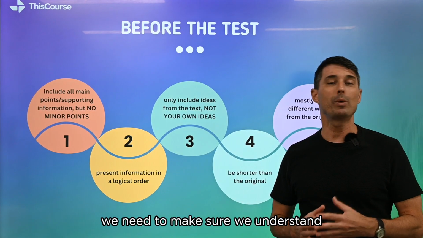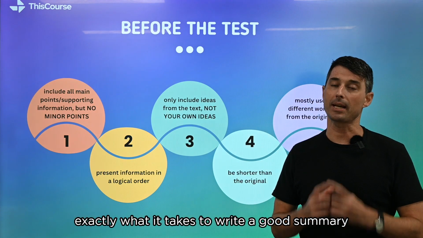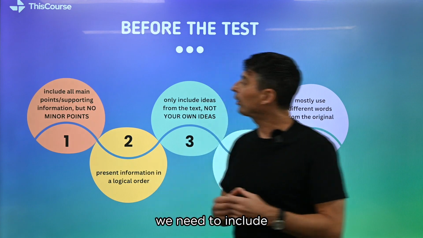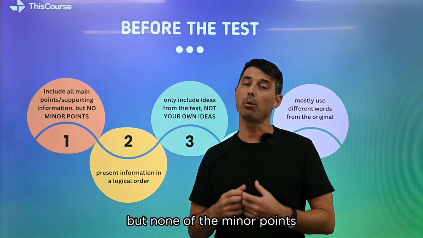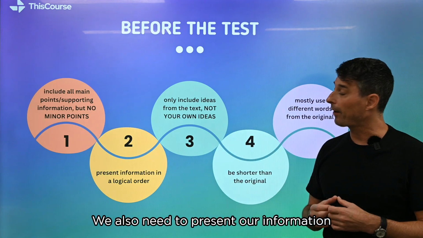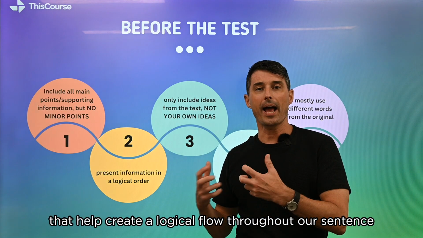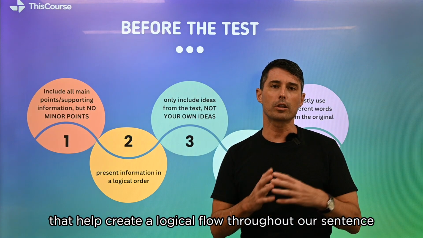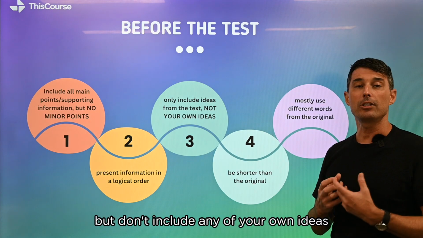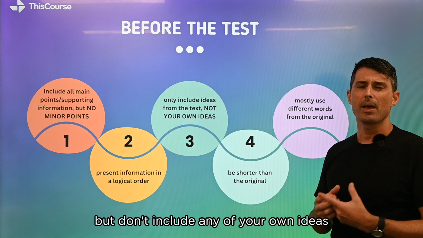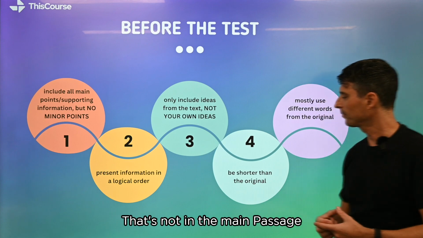Before we do the test, we need to make sure we understand exactly what it takes to write a good summary. So firstly, we need to include all the main points or supporting information, but none of the minor points. We also need to present our information in a logical order. This means using linking words that help create a logical flow throughout our sentence. Only include ideas from the text, but don't include any of your own ideas. Make sure you don't add any funny information that's not in the main passage.